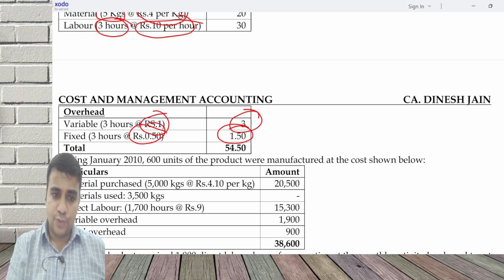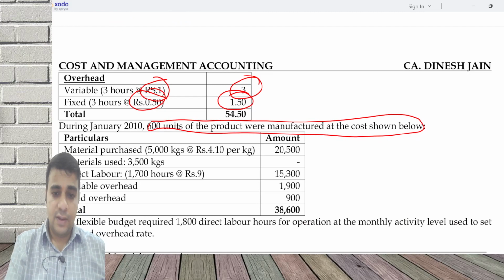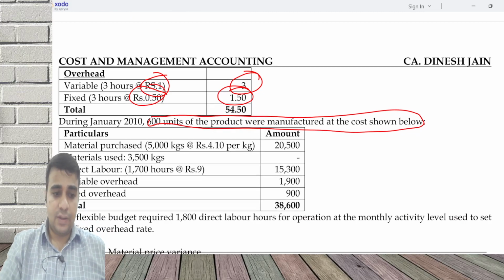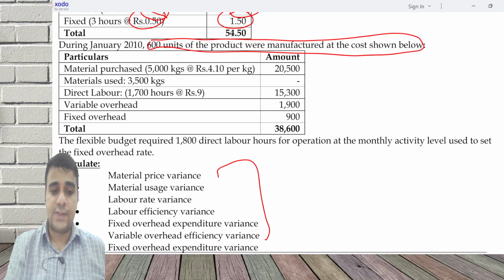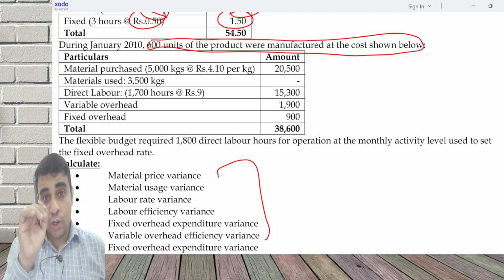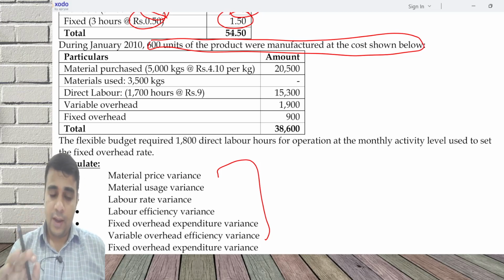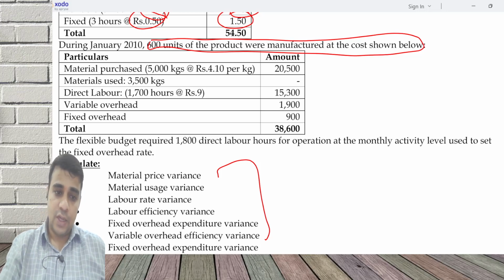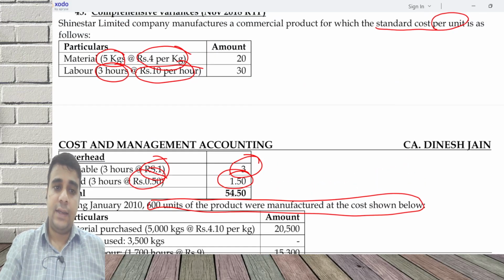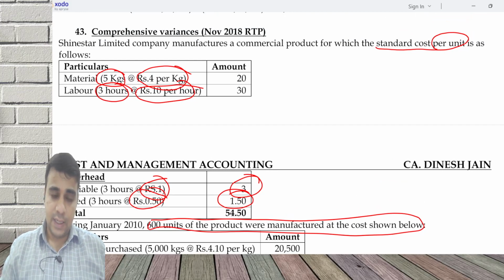During January 2010, 600 units of the product were manufactured at the cost given below. All this is given. Flexible budget. We are required to calculate all these variances. In class, focus is just to get the computation table. Once the computation table is done, for doing reconciliation, I'll need variances, which I'll copy paste from the question only. So let's focus on getting the computation table first.